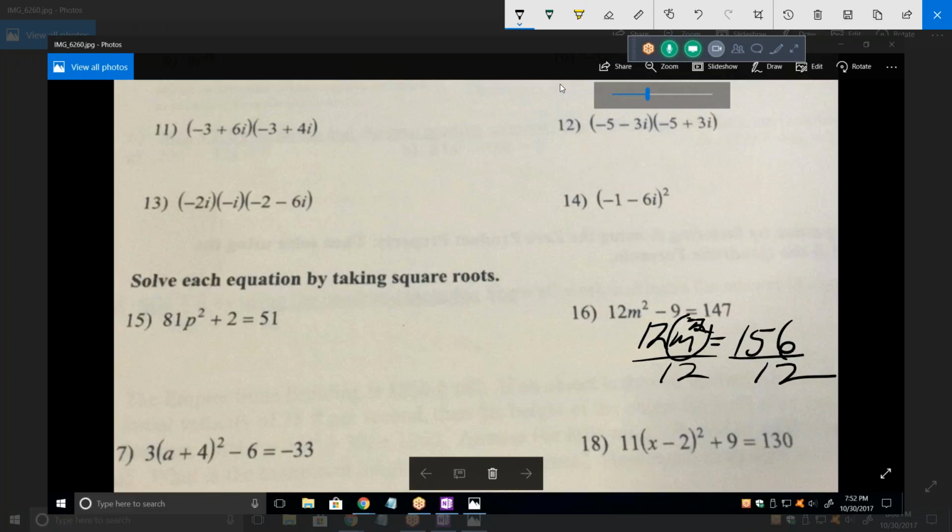See, the 12 is not being squared. Only the m is being squared. If the 12 was being squared, we would take the square root of both sides, but the 12 isn't. So we got to get rid of it before we take the square root of both sides. So now I have m squared equals 13. Okay, what's m equal to?